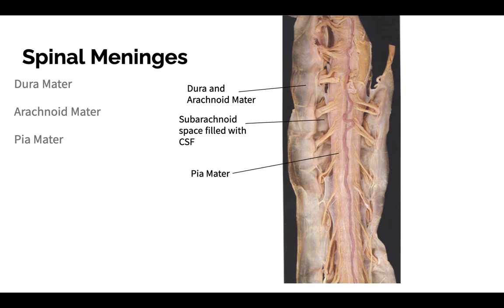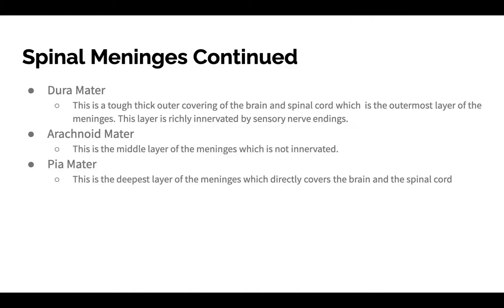Now we're going to get into our spinal meninges. These consist of the dura mater, arachnoid mater, and the pia mater. And their primary function is to protect the spinal cord, and I'll get into what each one does next. Our dura mater, this is the most superficial layer. It's a tough, thick outer covering. It also covers the brain. This layer is richly innervated by sensory nerve endings. The middle layer is known as the arachnoid mater. This layer is not innervated. And the deepest layer of them all is known as the pia mater. And this directly covers the brain and the spinal cord.